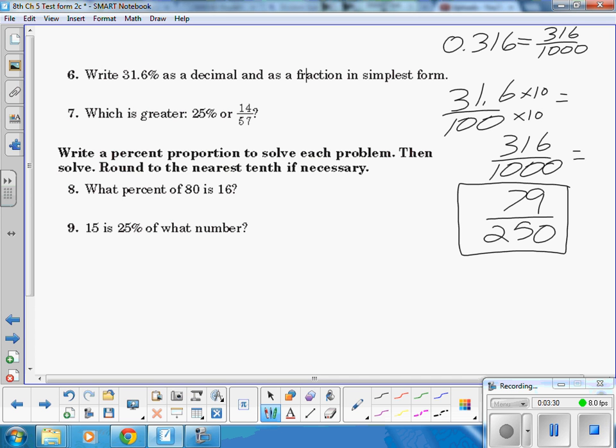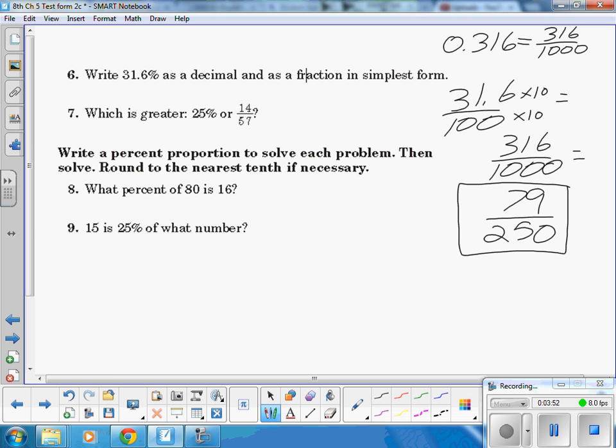Remember, if you have a fraction and it's not in lowest terms or simplest form, you can put the numerator, fraction bar, denominator. So you put 316 over 1,000 as a fraction in the calculator, hit equals, and it will give you the fraction in simplest form or in lowest terms.